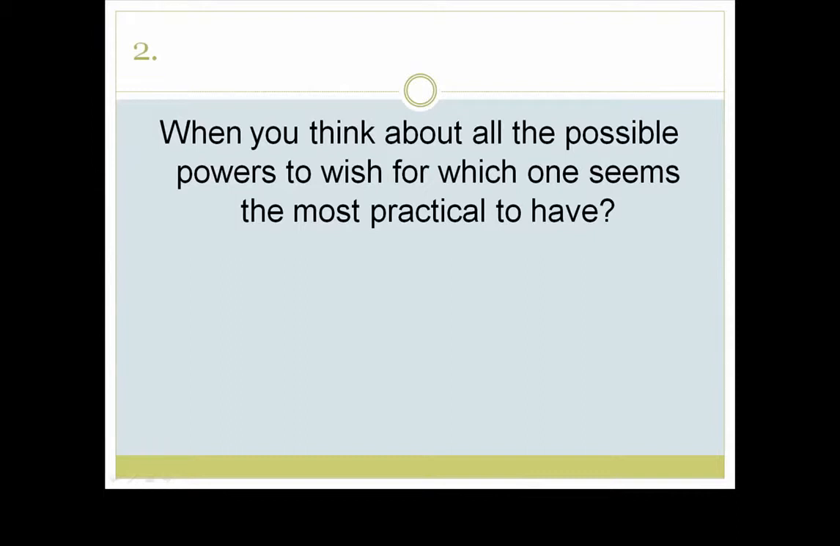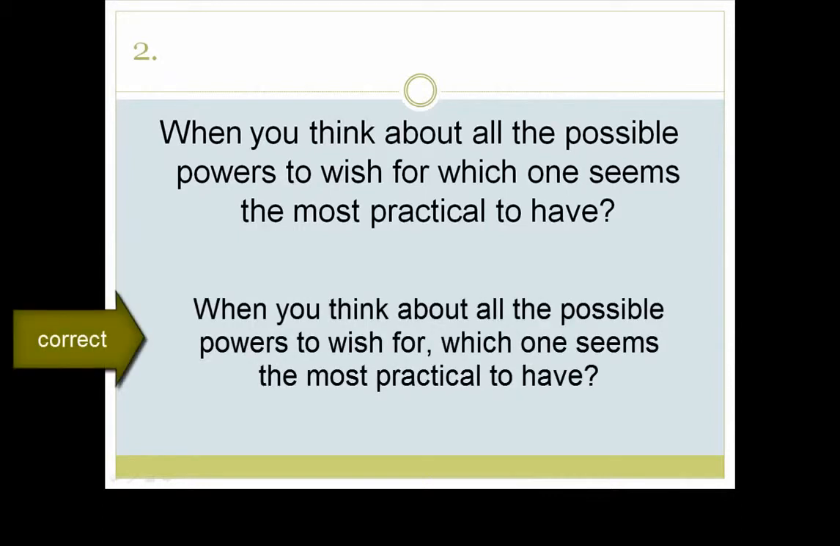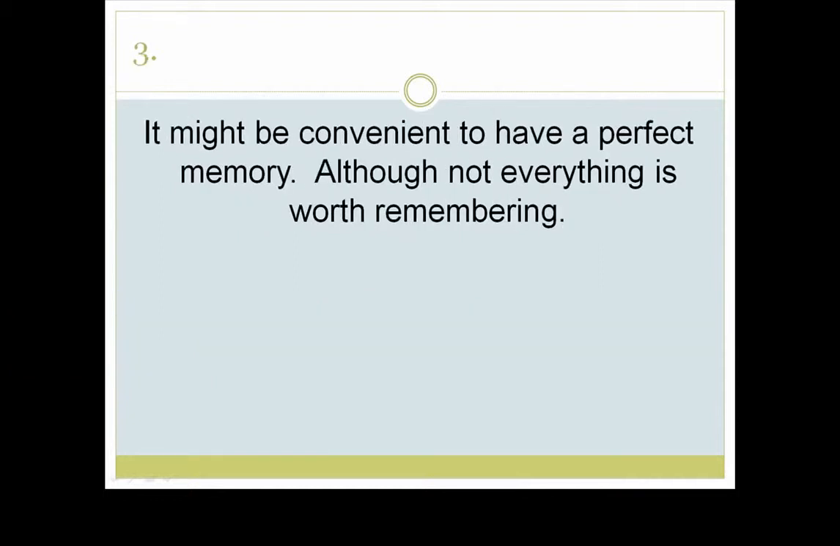2. Answer. When you think about all the possible powers to wish for, which one seems the most practical to have? Here, we wrote one question, one long sentence correctly. However, we need the comma to separate that dependent clause from the independent clause, because the dependent clause comes first. 3.